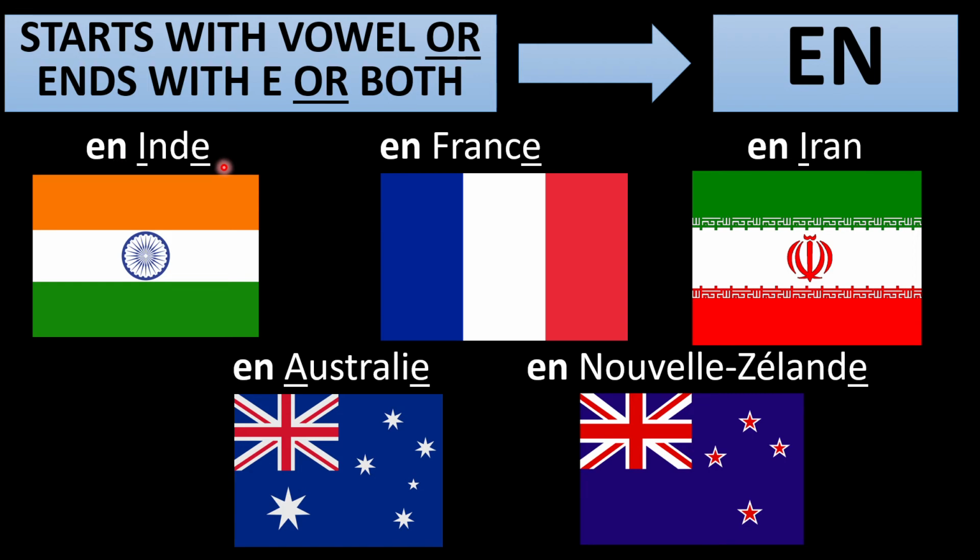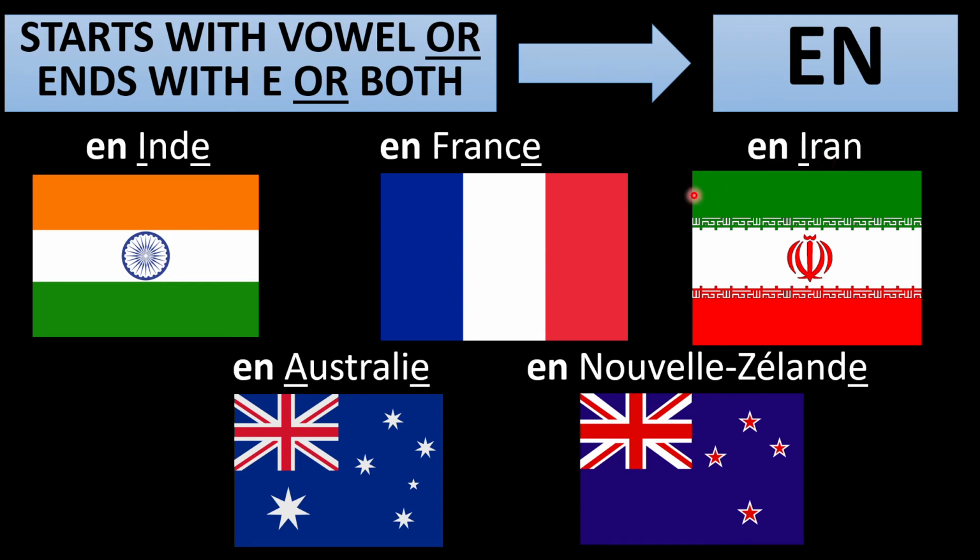And okay, take for example France. It ends with an E. Okay, so it should either start with a vowel or end with an E, or both. It's not compulsory that both should be there. As long as any one of the conditions is satisfied, you can use en. So en France, because it ends with an E. Then Iran starts with a vowel, so one condition is satisfied, that's enough. You can say en Iran. Okay, I live in Iran.